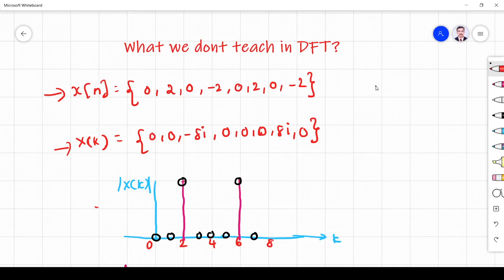Simply we say the main purpose of DFT is to analyze discrete time signals, right? So this is all we are telling, analyze discrete time signals. But why should we do it? What is the purpose we are getting from this diagram, or what is the use of this x of k? What did we learn? What is the meaning of this x of k?